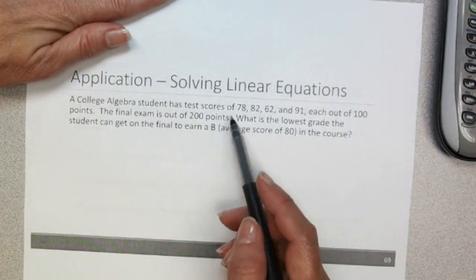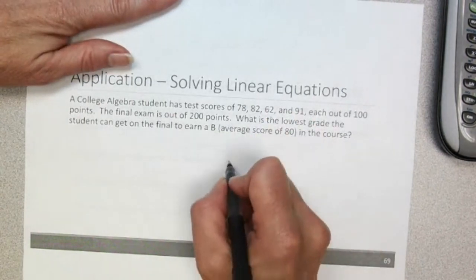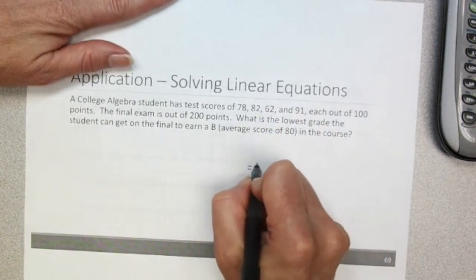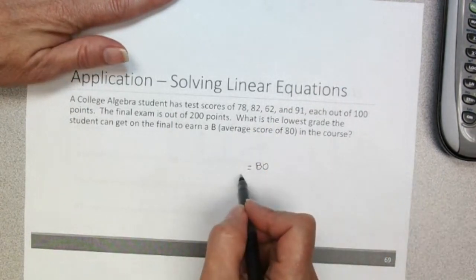Okay, so one way to set this up would be, okay, we need it to be an average of 80, right? So we need it to equal 80. Okay, an average is add up all these test scores and divide by how many they are.